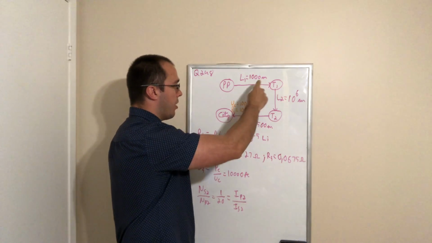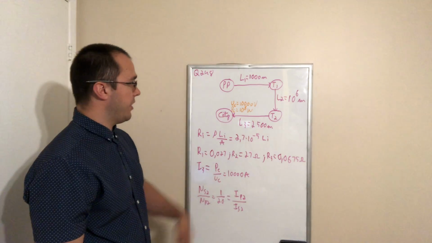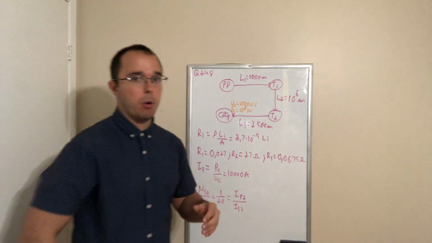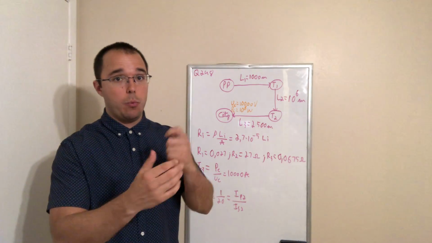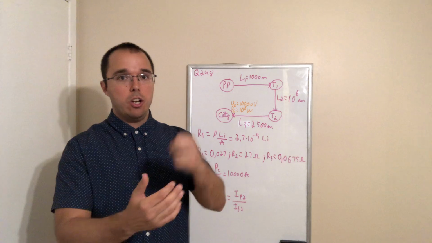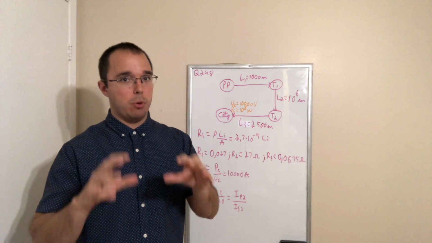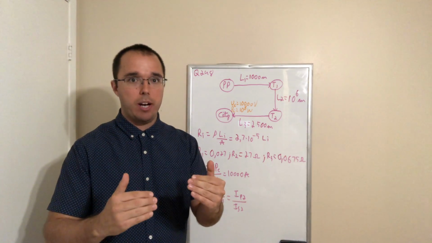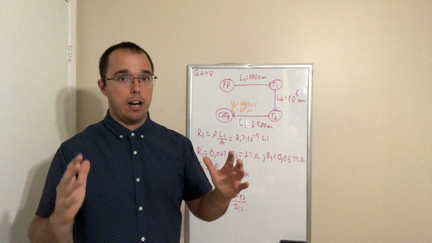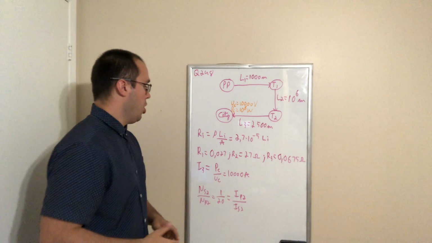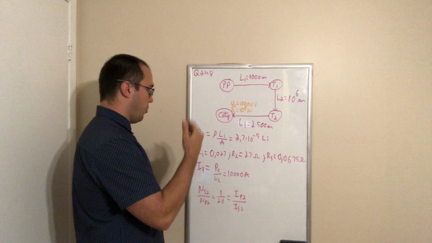Because we are given the length of each wire, and we are given the number of turns of each transformer, we can right away find the resistance of each wire and the current through each wire. These are the most important information. We should find them right away. It will help us throughout the entire problem, and that's what we're going to do. So let's start first with the resistance.